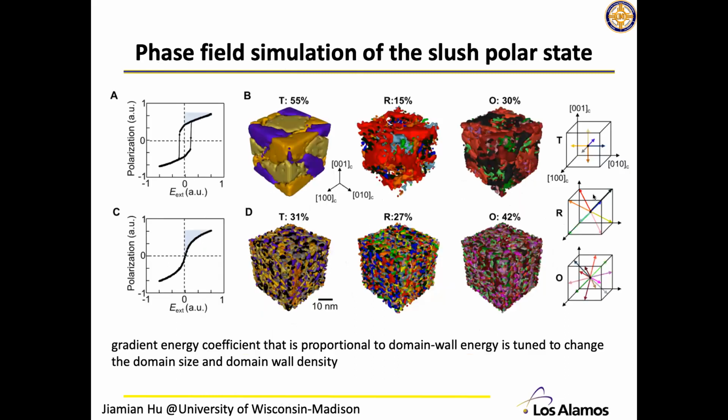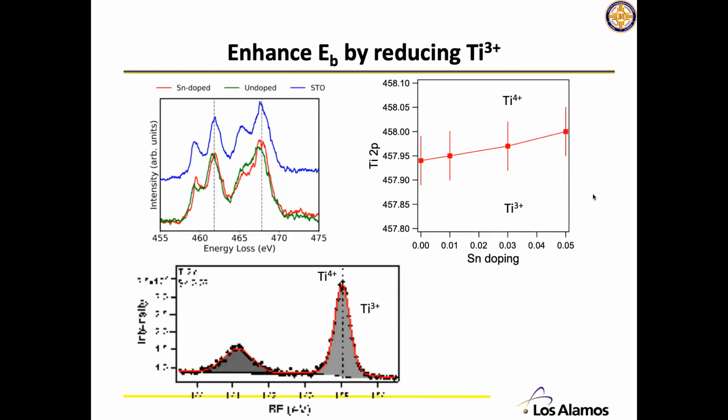We also collaborated with Jiamian Hu from the University of Wisconsin, who is also in the audience, and asked him to simulate the relationship between the domain structure, domain size, and the polarization P-E loop. They found that with reducing the domain size, which is equivalent to doping the tin, we can reduce the remnant polarization. That resembles our result that doping more tin breaks down the domains.